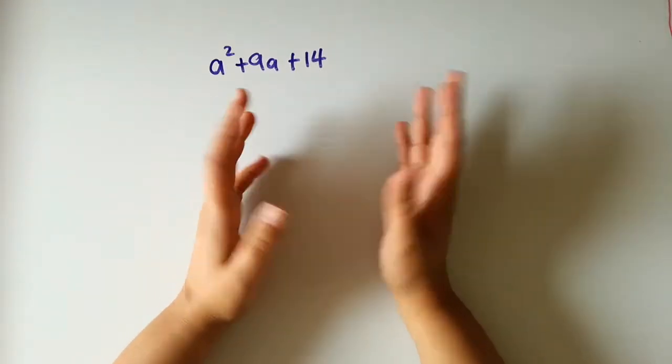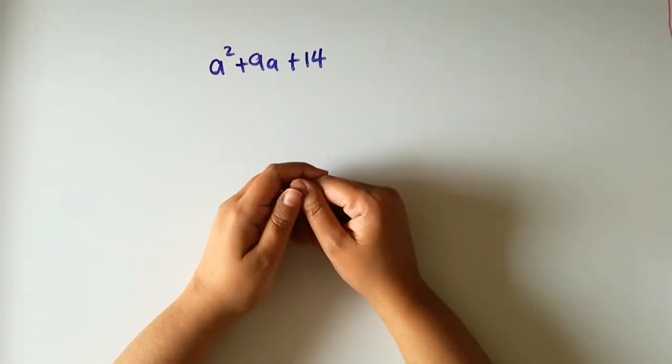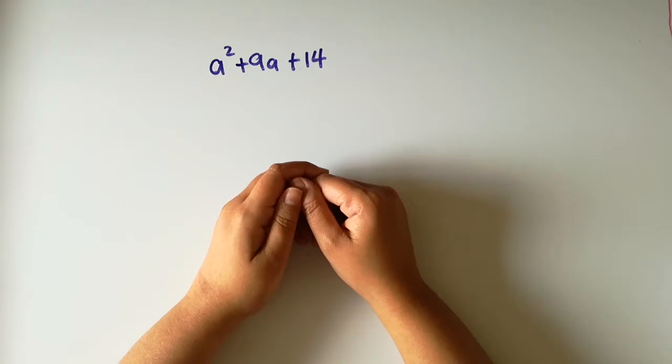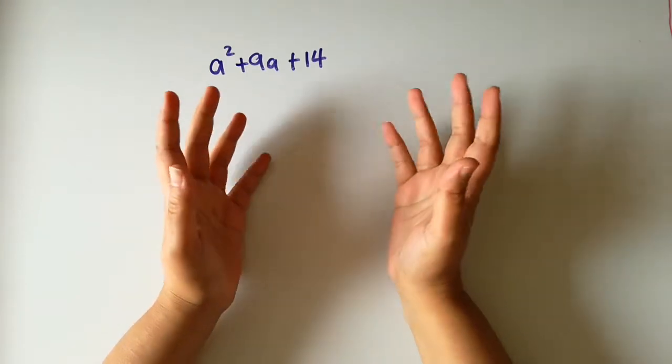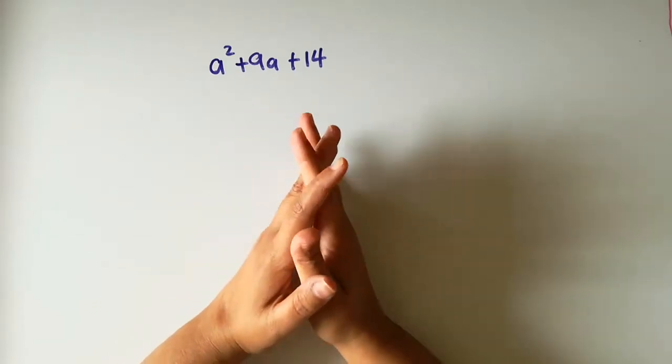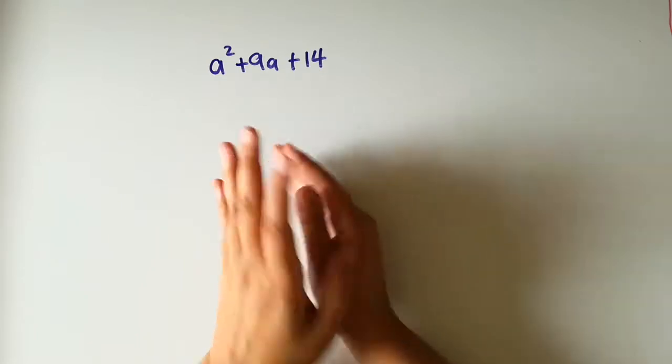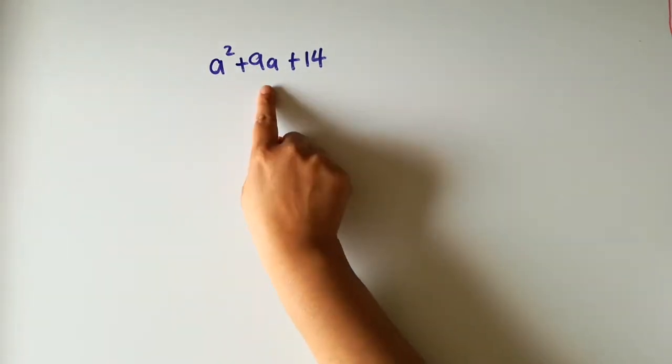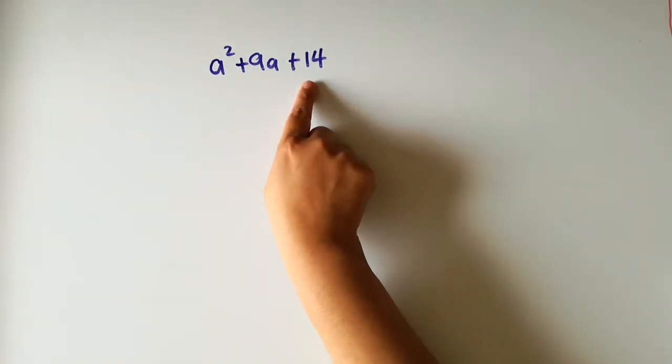Hi everyone. I received a special request from Zainab Asfat to do factorization of trinomials. So here goes. Firstly, a trinomial is an expression with three terms. Example, a squared plus 9a plus 14.